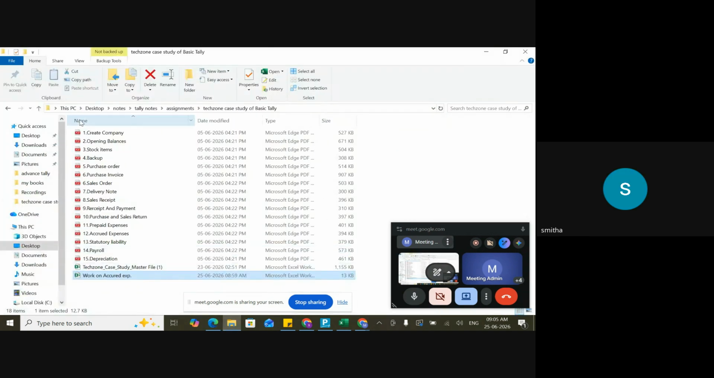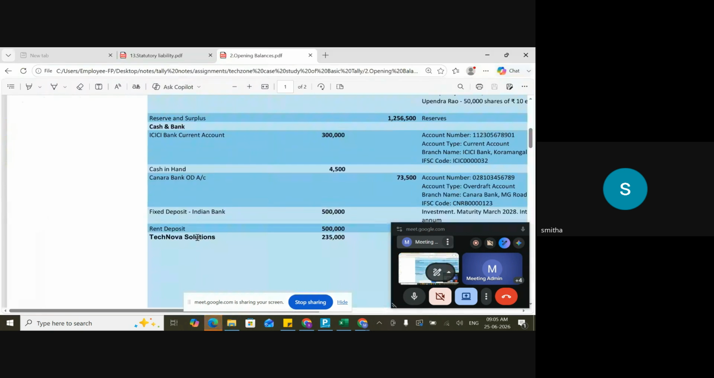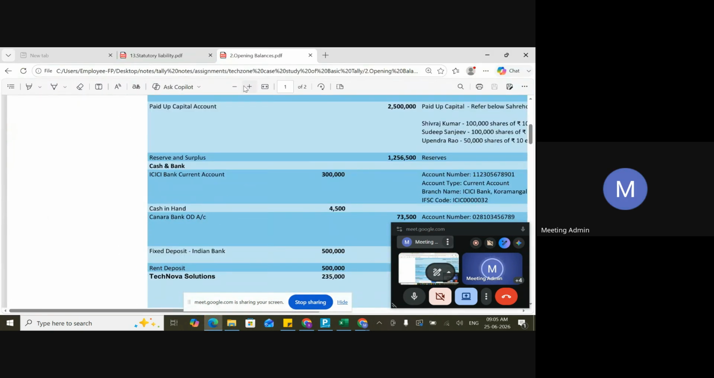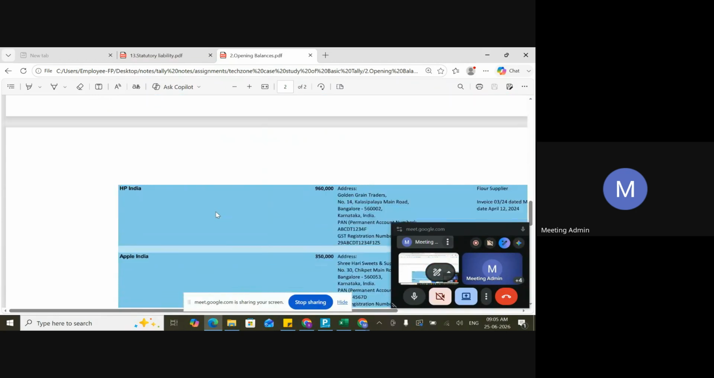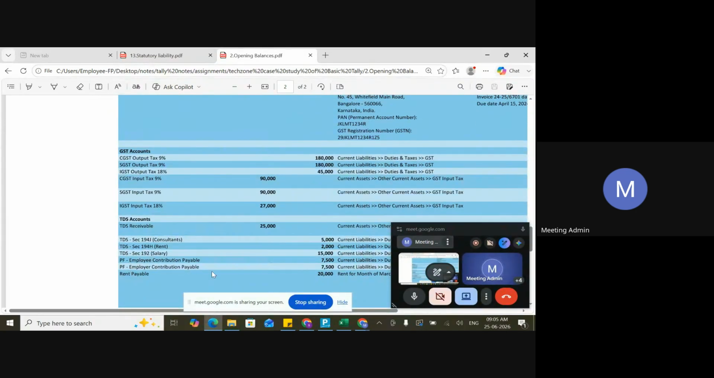Okay. Opening balances. Here, PF employee contribution 7,500, employer contribution 7,500. Can you see this? We already did this. We already have this account with us, employee and employer, right?